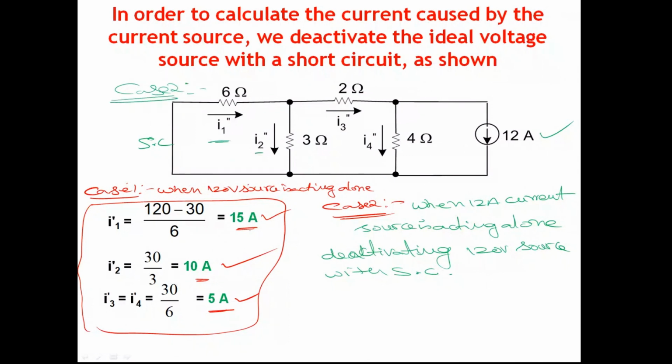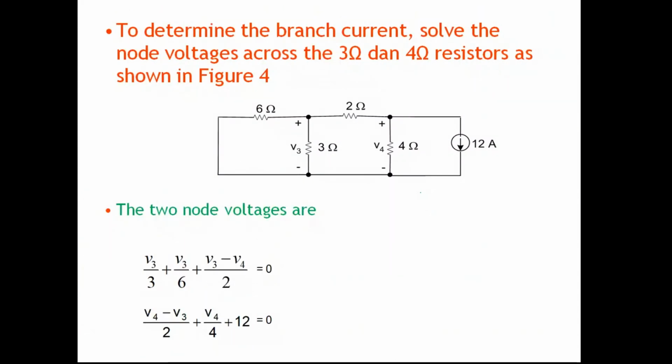Now under this condition, the branch currents are called I1 double dash, I2 double dash, I3 double dash, I4 double dash, the branch currents under case 2, right? So now let us find out these branch currents. We will determine them by using nodal analysis once again, right? Here we assume a voltage V3 here and a voltage V4 here. Then this is our I1 double dash, your I2 double dash is in this direction, and this is your I3 double dash and your I4 double dash is like this.